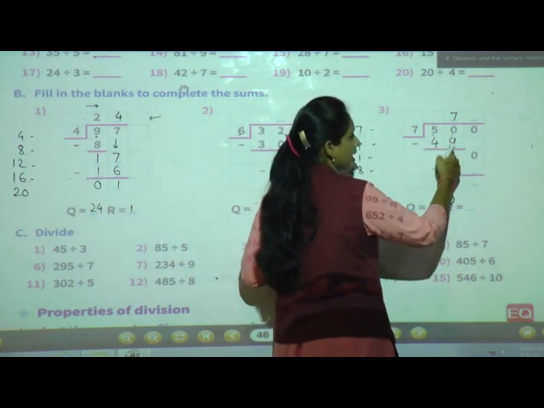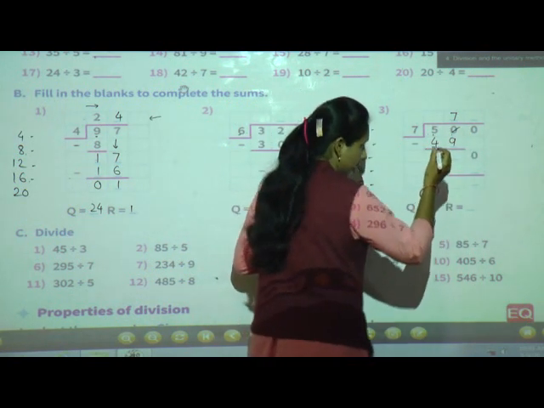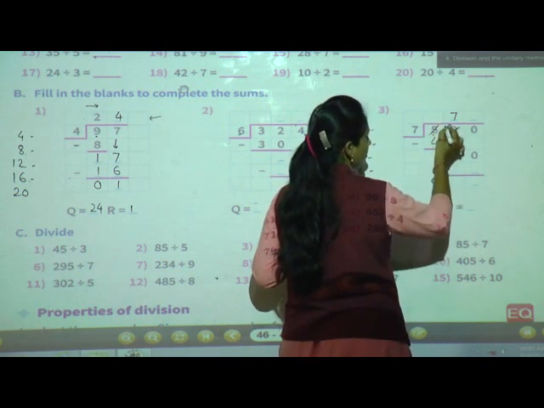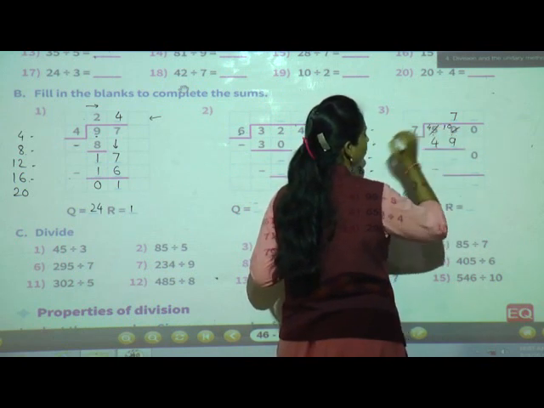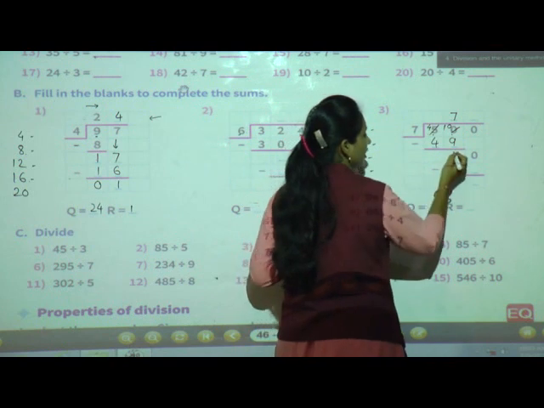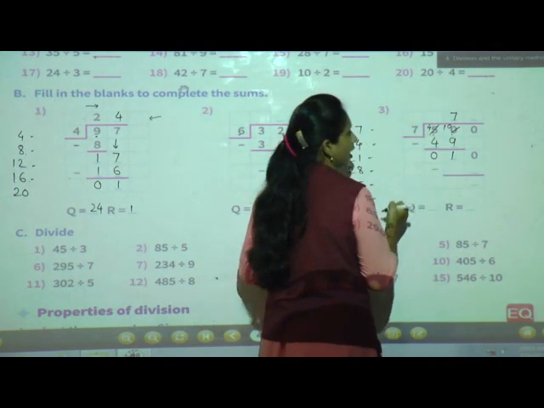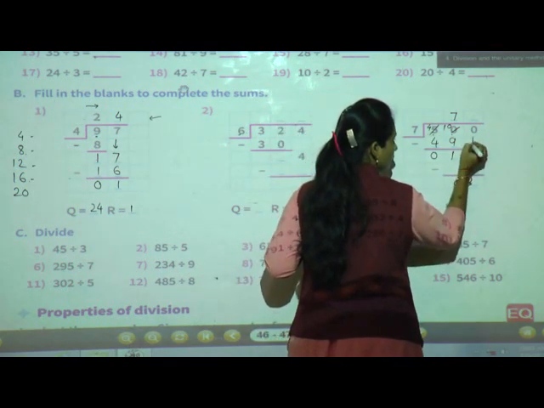Now 0 minus 9 we can't do, cut the 0, write it as it is and take a borrow from the neighbor. The neighbor is having 5, he will give 1, 4 will remain. Now 10 minus 9 is 1, 4 minus 4 is 0. Now the next is 0, we will bring it down.